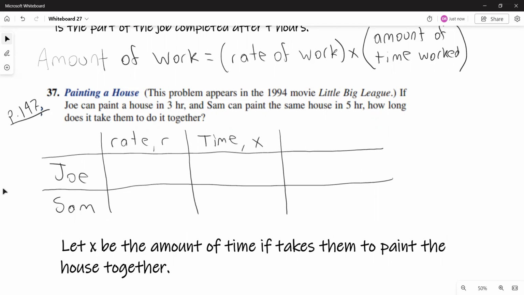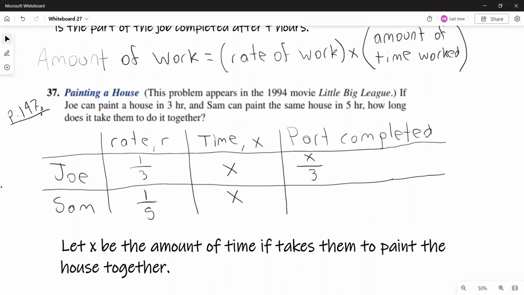Okay, so we have the rate, the time, and the part completed. If Joe can paint the house in 3 hours, the rate of work is going to be 1/3. And if Sam can paint the same house in 5 hours, the rate of work is going to be 1/5. Together they do it in x hours, and the part completed for Joe is going to be x thirds, and for Sam is going to be x fifths.